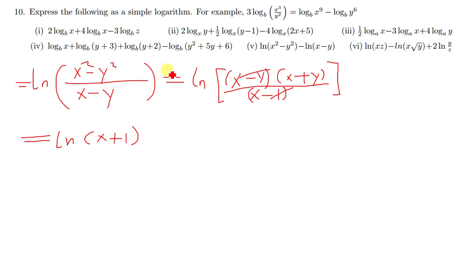You can also try to work out the other logarithms. If you have any challenges, or if you're doubting any question that you do, you can simply solve it on your paper and then send it to me on WhatsApp. I'll confirm whether it's correct or wrong. Okay, so let's move on to question 11.